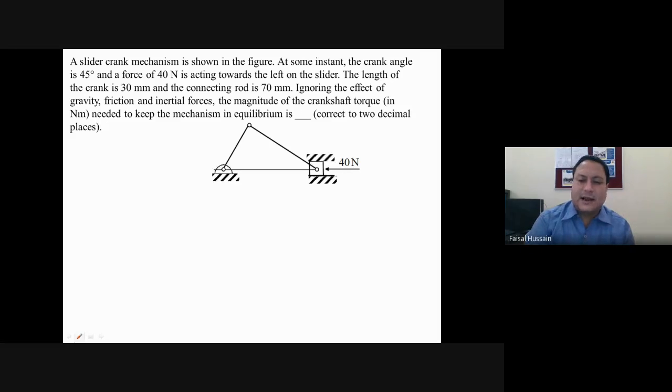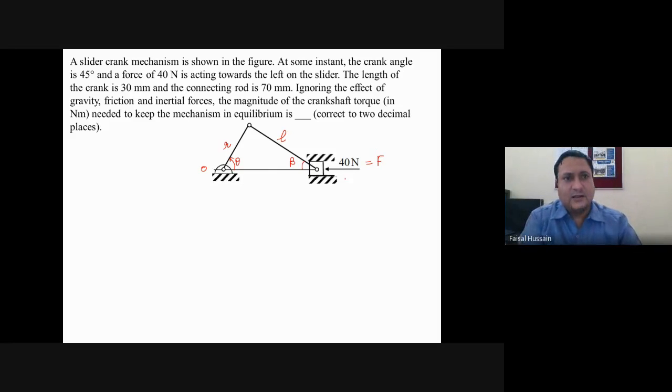Okay, this is your slider crank mechanism. Then it says that the crank angle is 45 degree. I will select the pen. So see, this is my fixed point. This is my slider. This angle will be the angle of crank theta, and this angle will be the angle of connecting rod beta. R will be the radius of crank and L will be the length of connecting rod. Here, this is your force, the net force acting on the piston.